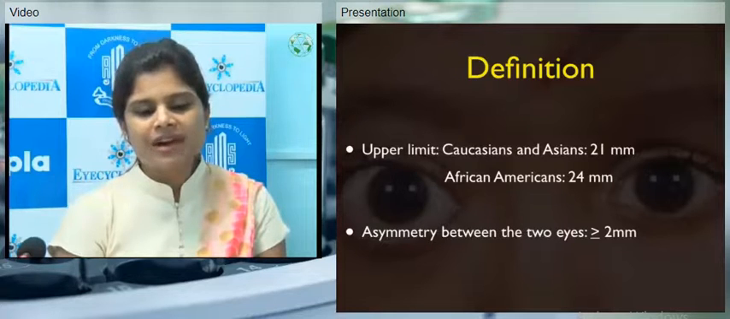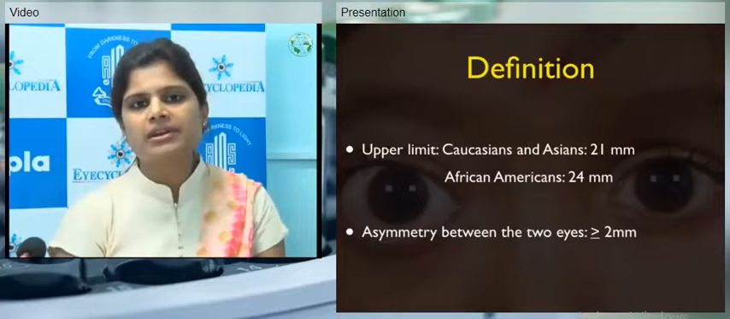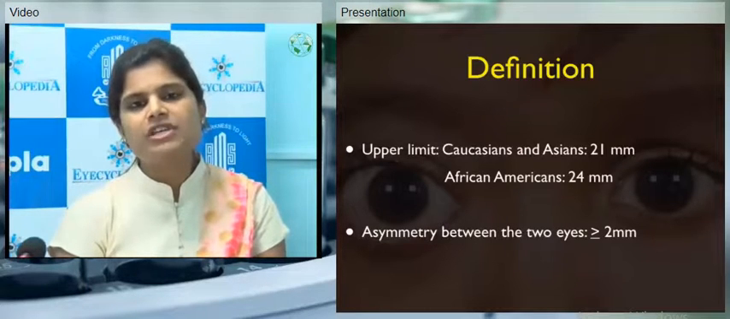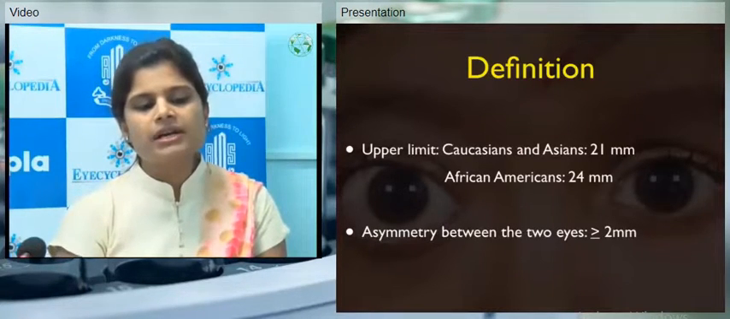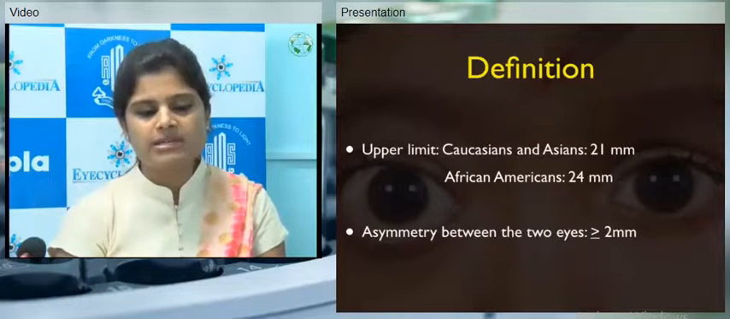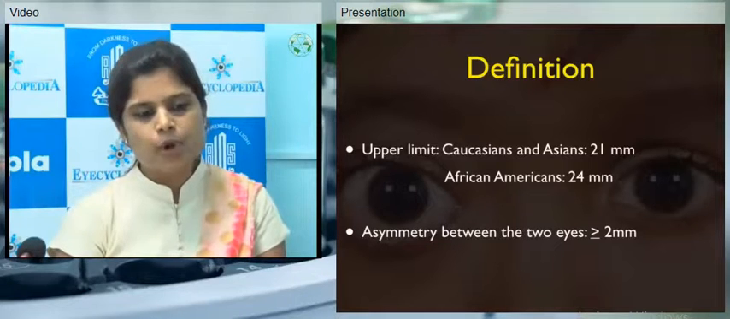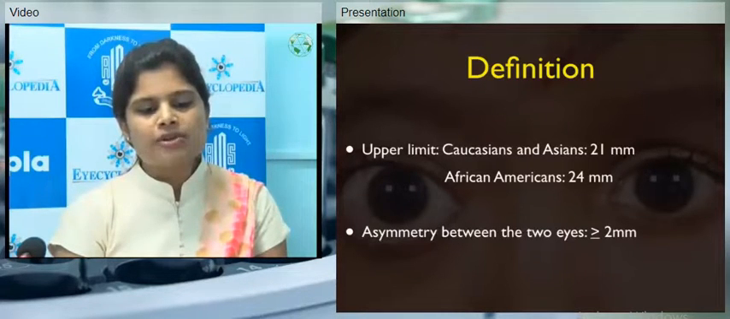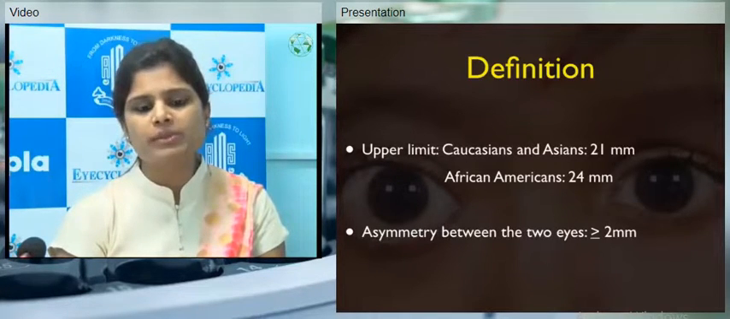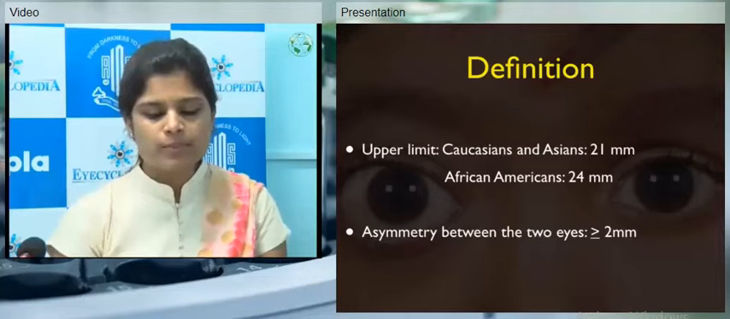But when we define proptosis for African Americans, who as such have a prominent eyeball, the definition changes, and here it has to be 24. If it is more than 24 millimeters, then it is called proptosis. And also, if we measure between the two eyes, an asymmetry between the two eyes of more than or equal to 2 millimeters is what we call proptosis.